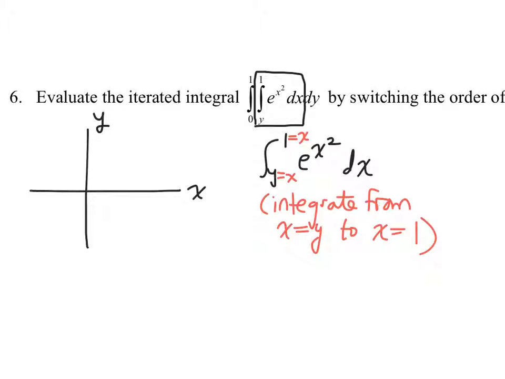All right, so that's all well and good. X equals y, what is that? That's a line. More popularly known as y equals x, but x equals y is the same thing. X equals 1 is a vertical line.